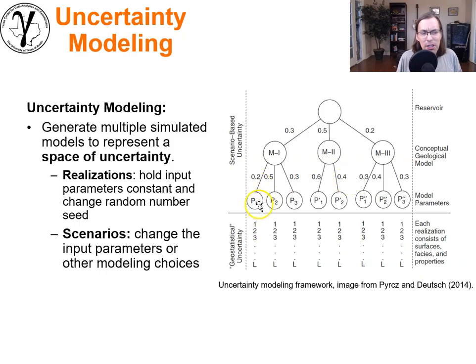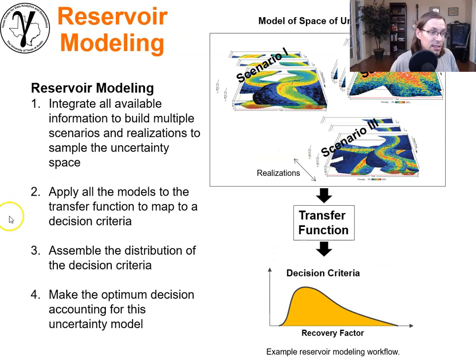Now, if you keep the choices all the same, but you just change the random number seed so that you get a different spatial model under the same data constraints and choices, that's known as geostatistical uncertainty, a spatial uncertainty. We will call these realizations, 1 through L. These right here were scenarios, and for each scenario we'll have multiple realizations, and that's the general methodology to build an uncertainty model using geostatistics.